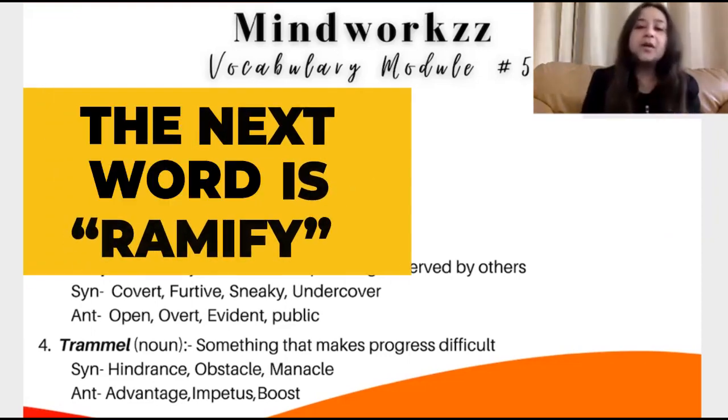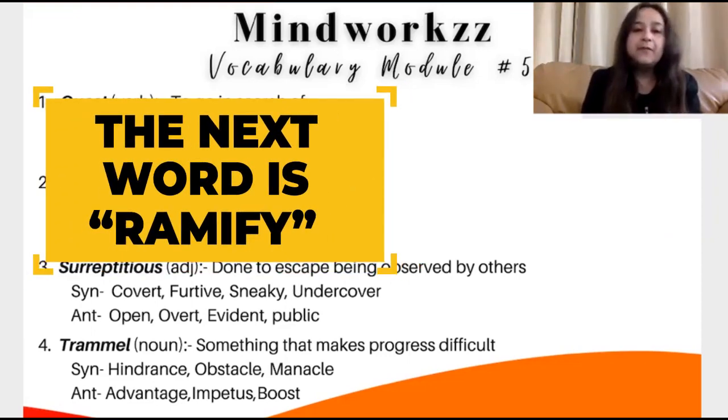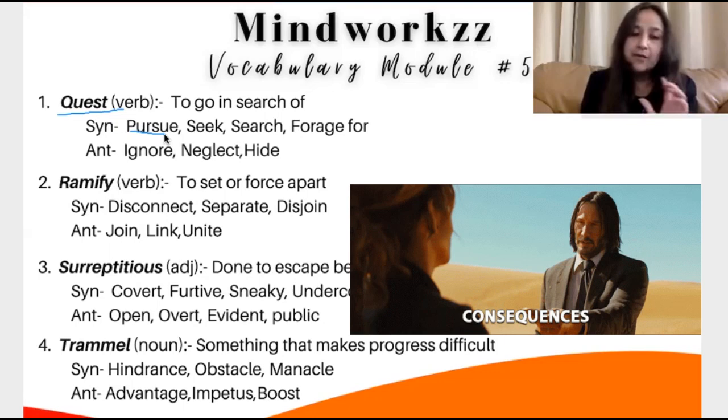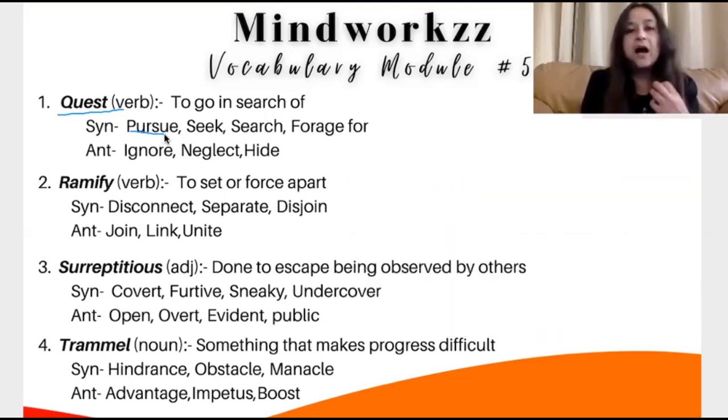Okay. The next word is to ramify. Now, ramify has both the noun form and the verb form. So here, to complexify something, to create a complication. This was ramified. This will have some ramifications, means this will have some consequences. Now, that is a different form. Whereas the other word, the verb meaning to ramify, means to disconnect something, to set apart, to force apart, to separate something. So to disconnect, separate, or disjoin is to ramify. And opposite will be to link, to join, to unite.